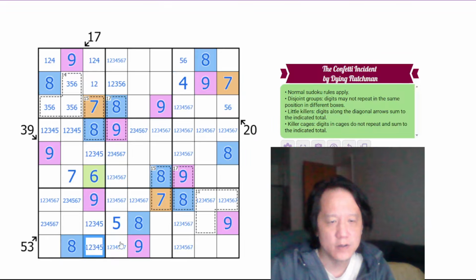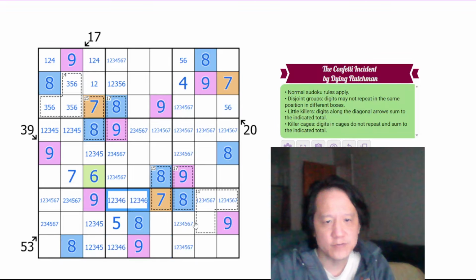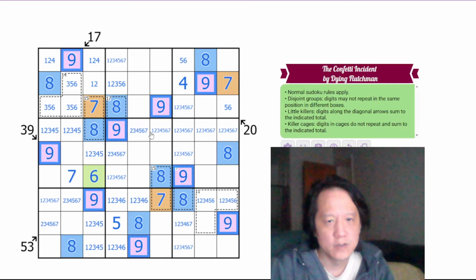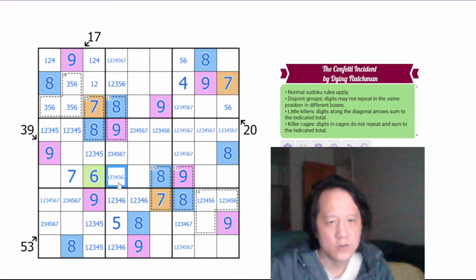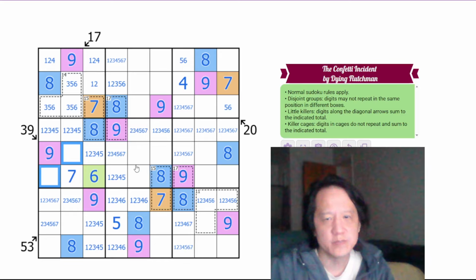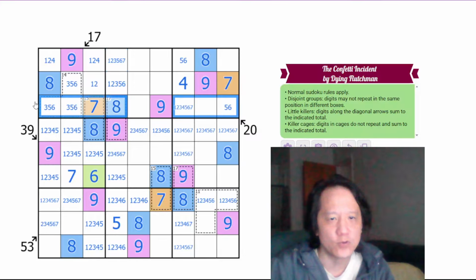Okay. No 5, 7. No 5, 7. Here, no 5. This can't be 7. This can't be 7 here. No 6, 7. Rest of this box is 1 through 5. One of these two is 4, so this cannot be 4. Where is the 4 in row 3? It has to be here.